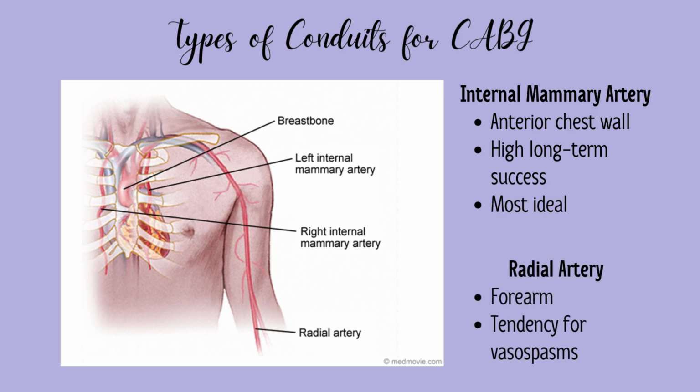The radial artery is located in the forearm. Although it is an effective conduit, it isn't nearly as ideal as the internal mammary artery due to its tendency for vasospasms and a higher chance of blockage in the future.